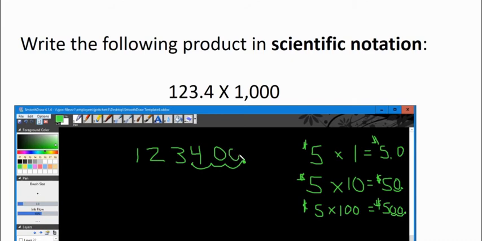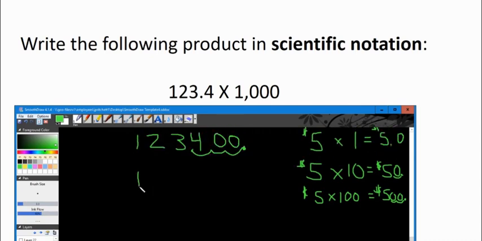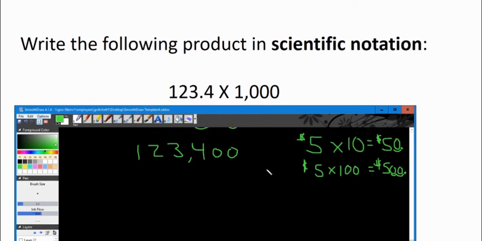And we're going to use zeros as placeholders. So this number represents 123,400, just on basic multiplication. To convert it to scientific notation, like it wants us to, where does the decimal need to be? Right now it's here. We need it to be here. Because if it was here, it'd be less than 1. It'd be 0.1234. If it were here, it would be 12.34. But we want the decimal to go here.